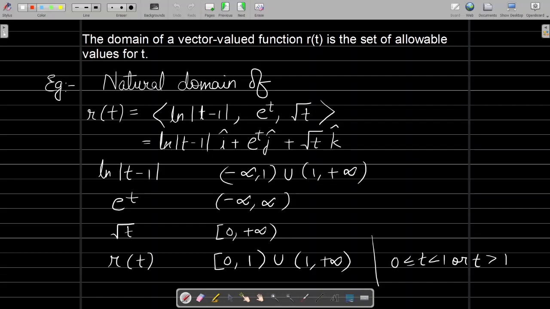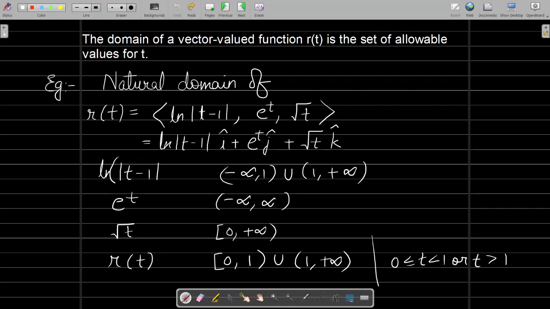Now usually the domain of a vector valued function r of t is the set of allowable values for t. For an example, consider this given vector valued function: r of t is equal to log mod t minus 1 i plus e raised to t j plus root t k. Now its components are log mod t minus 1, e raised to t and root t. Now let's find the domain of these individual functions. By domain we mean the set of all allowable values.